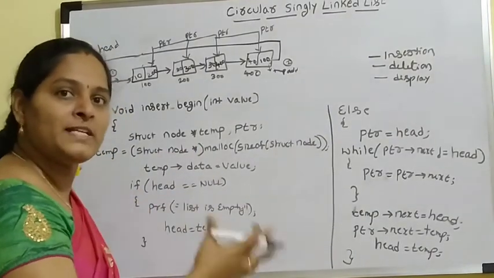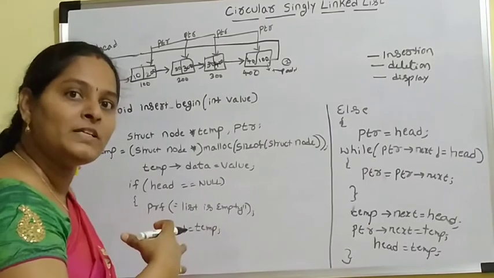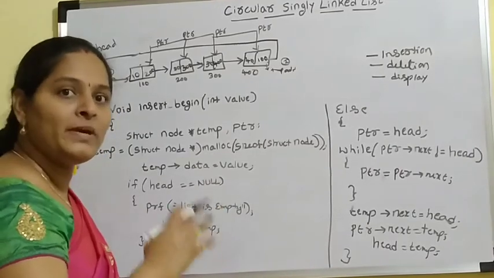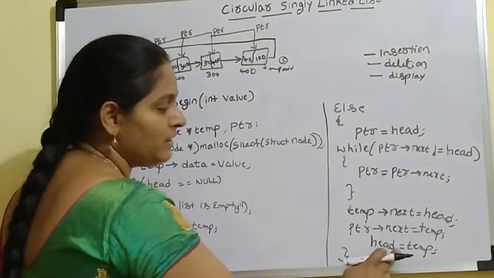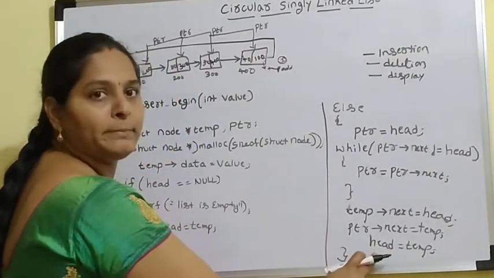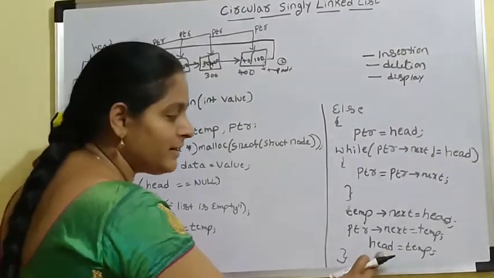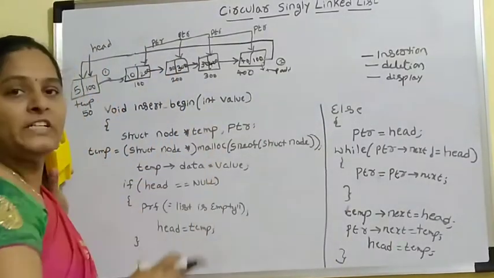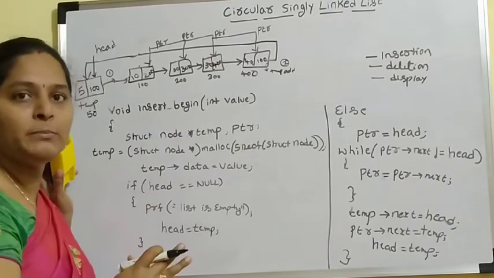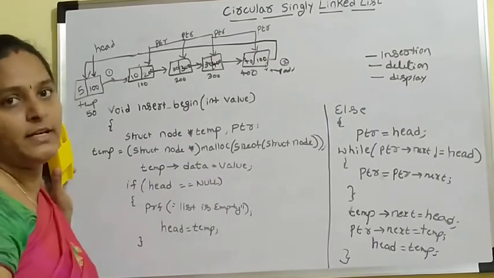If our node is placed in the list, then our node becomes the head node. So to make our newly inserting node the head node, move the head pointer to the temp address. So assign the temp address to the head node. So this is the code for inserting the node at the beginning position of the circular single linked list.